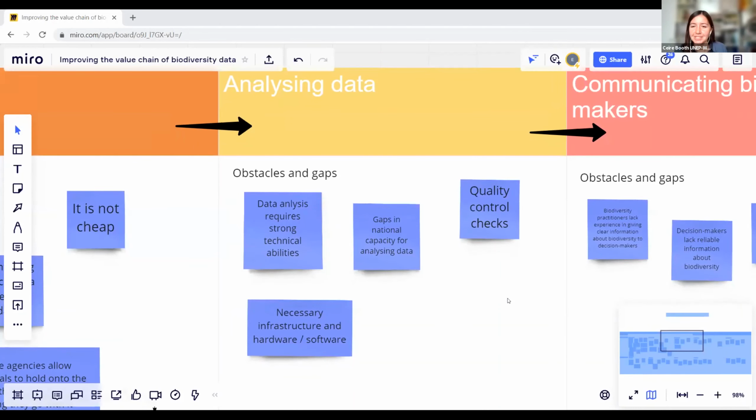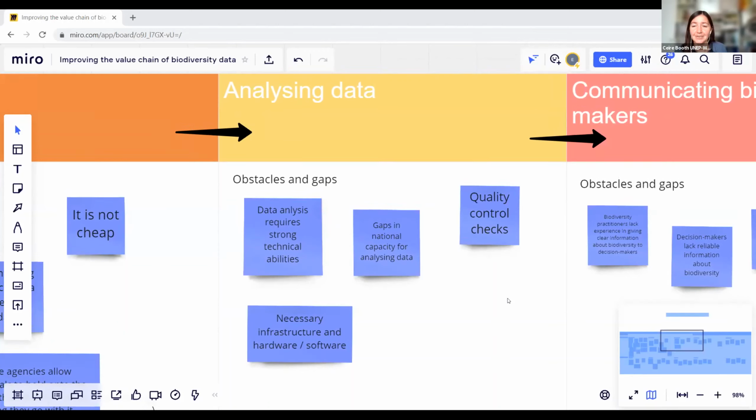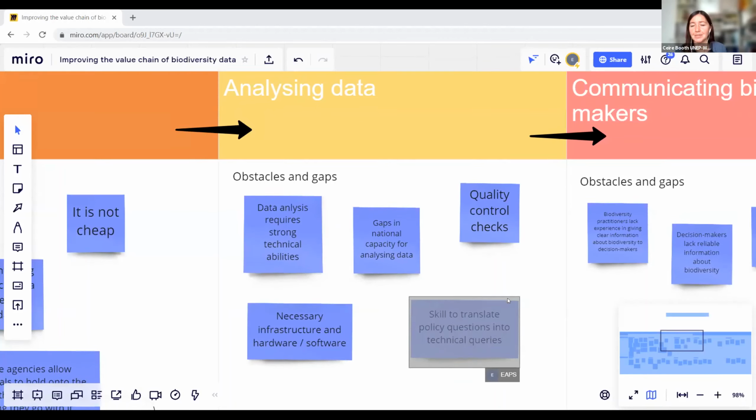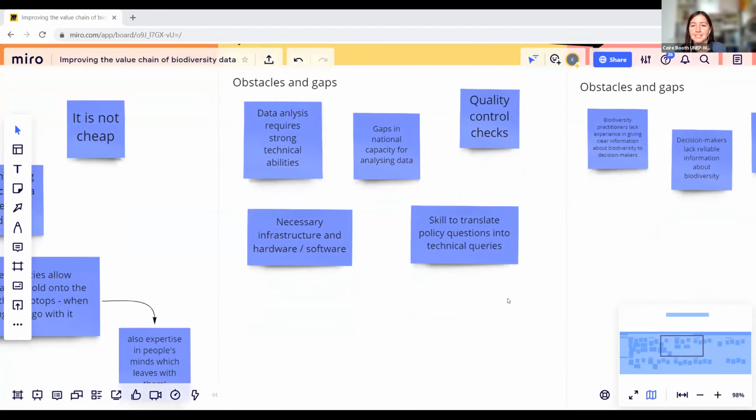Okay, someone's also added quality control checks. Yeah, I think that's, again, analysis can so often go wrong. It's something that needs to be quality checked a lot. Skills to translate policy questions into technical queries. That's a really interesting one. It comes back to understanding what the demand is at the national level for different types of biodiversity information. And of course, in order to address that question, you have to know exactly what kind of analysis you can run to be able to really pinpoint key messages that will answer that question. So that's a great one there.